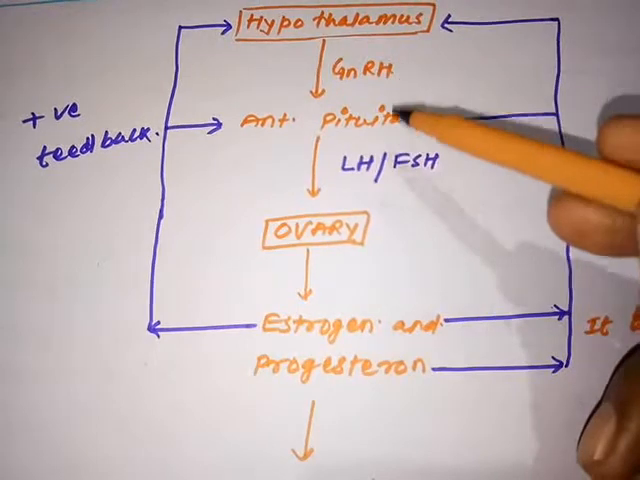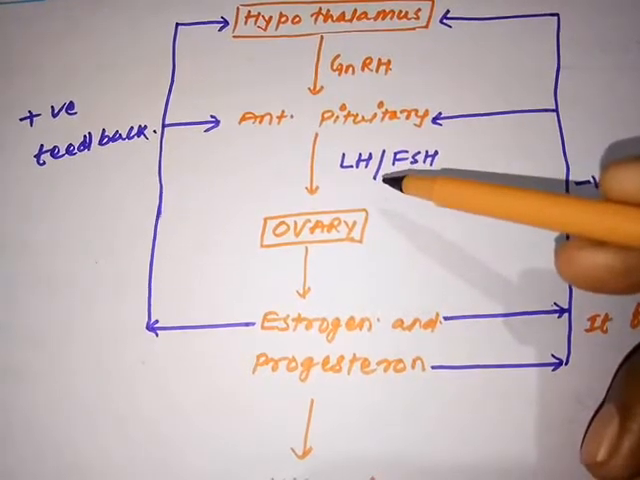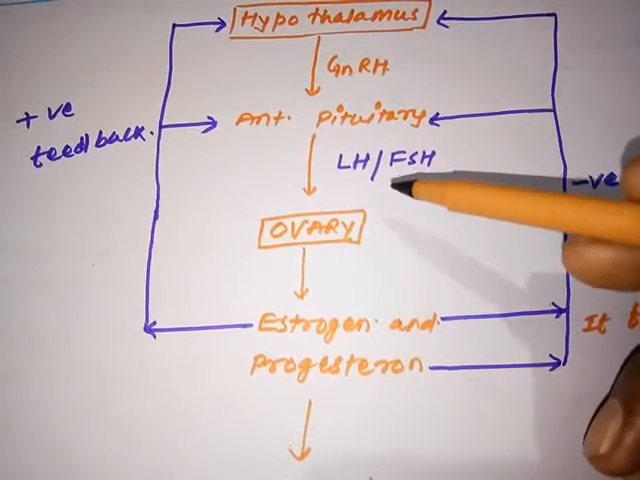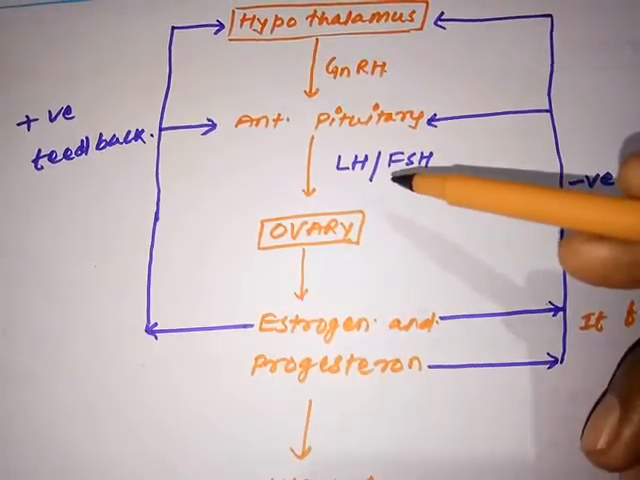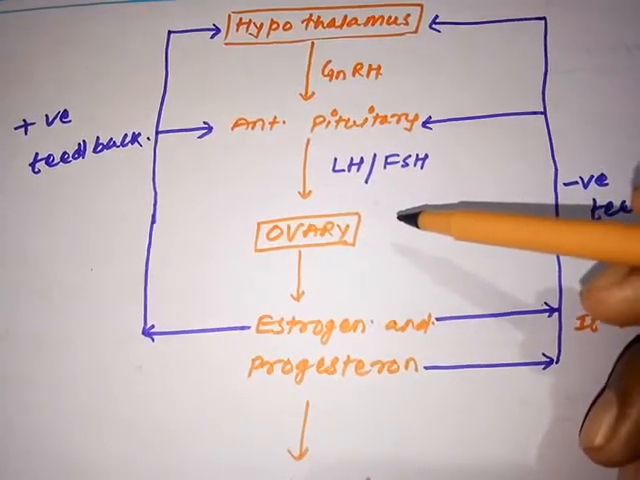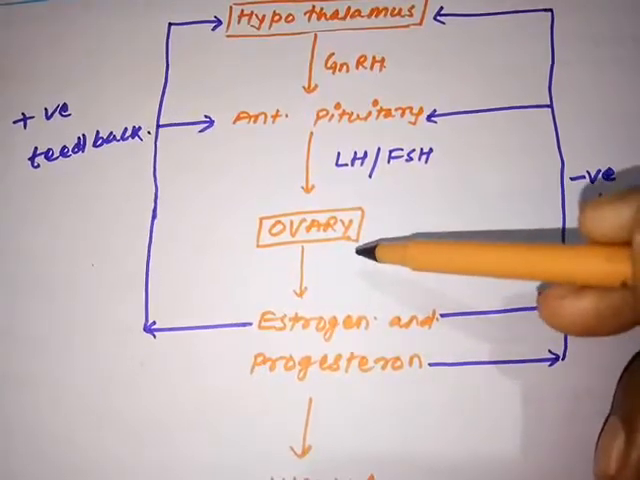anterior pituitary. Due to that, the anterior pituitary will release LH and FSH here also, but here the target is the same, there is no Leydig cell present. So in that case, in male, what happened? The LH is working on the Leydig cell and FSH is working on the Sertoli cells, but here only one cell is there, that is the ovary.